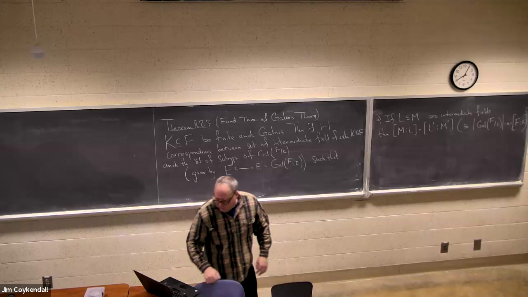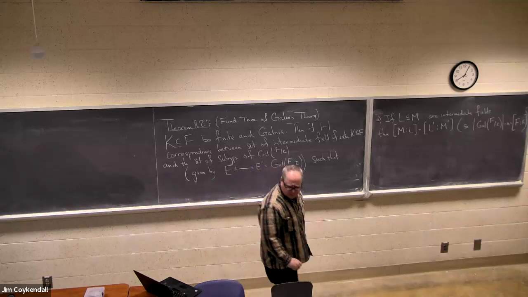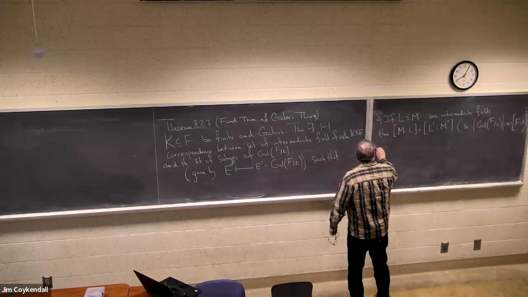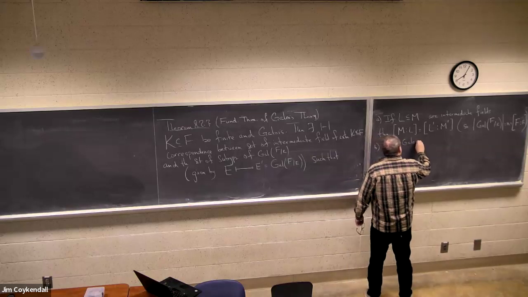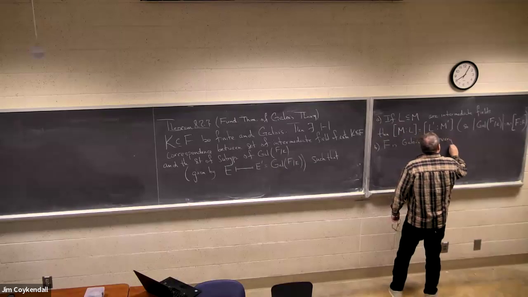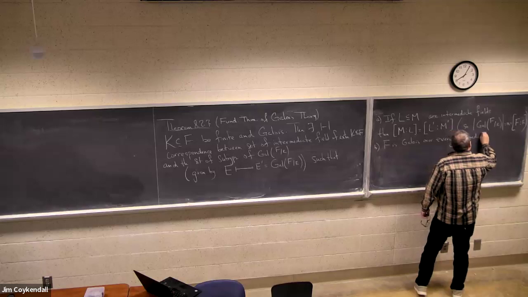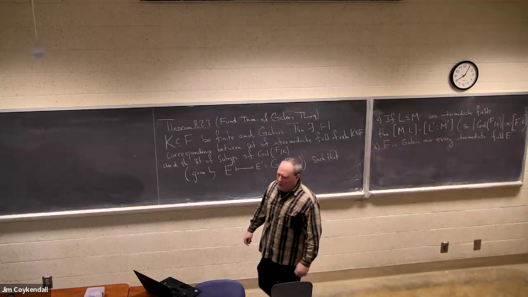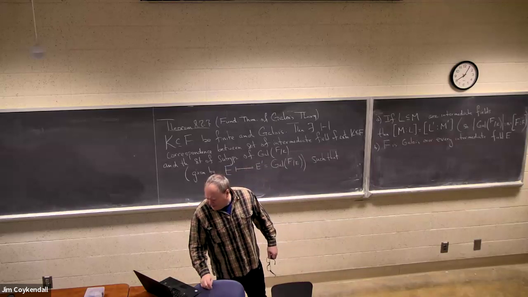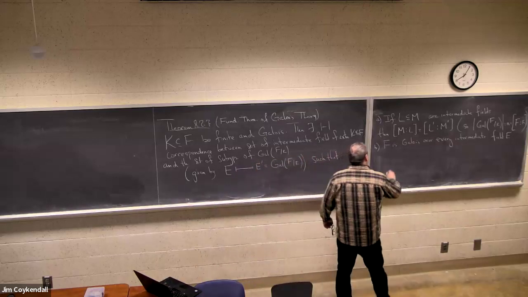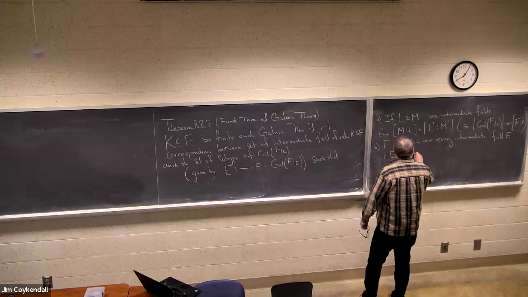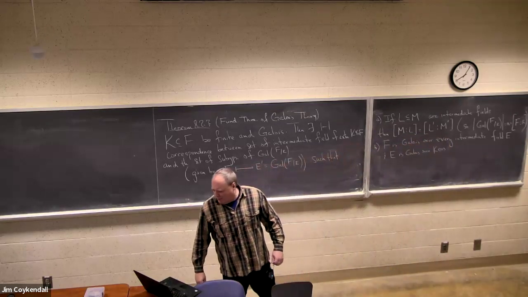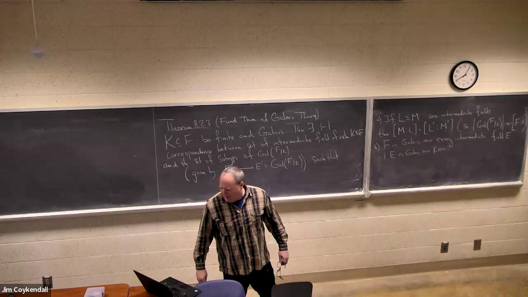Number B: if E is an intermediate field, then F is Galois over E. But it's not necessarily true that E is Galois over the base field K. E is Galois over K if and only if E prime is normal in the Galois group.